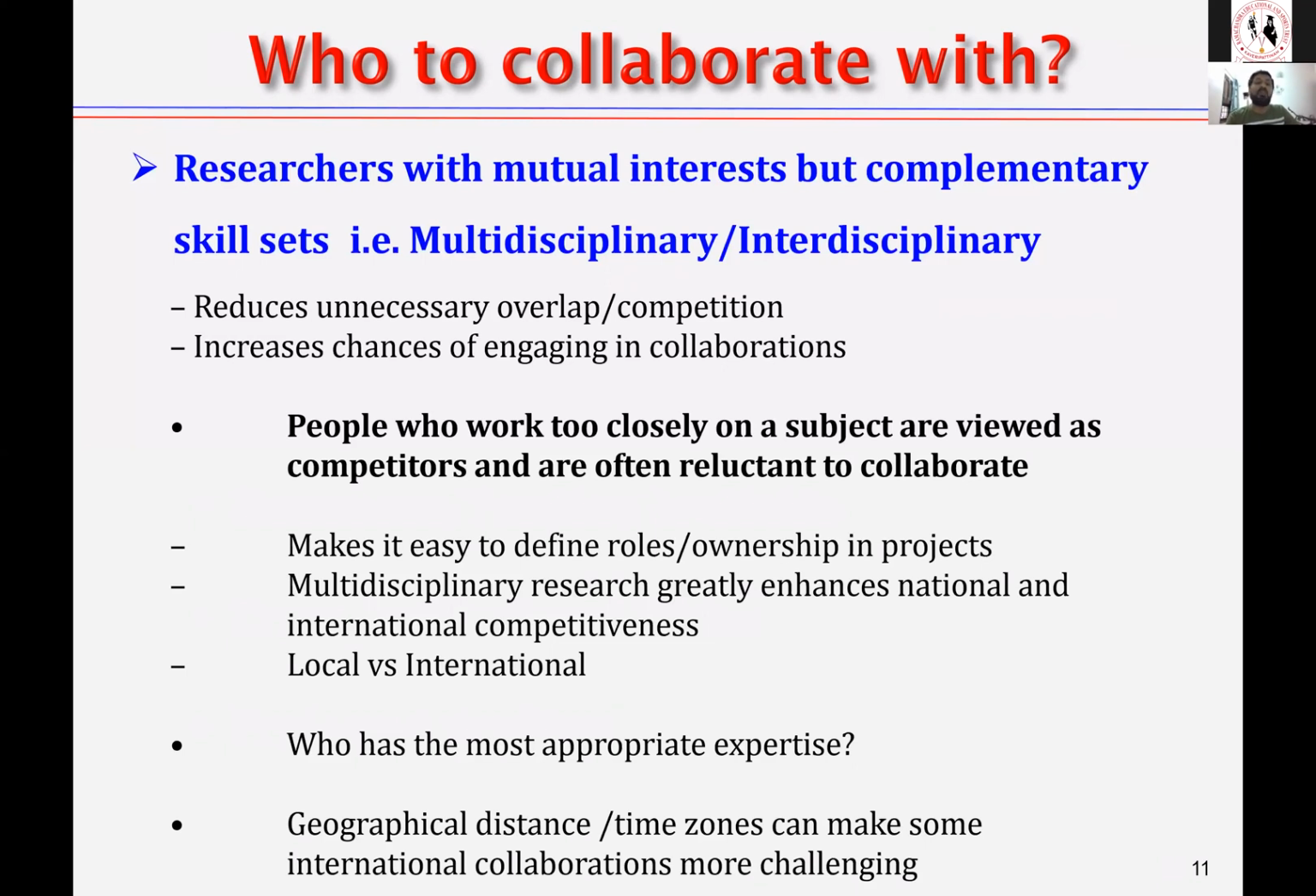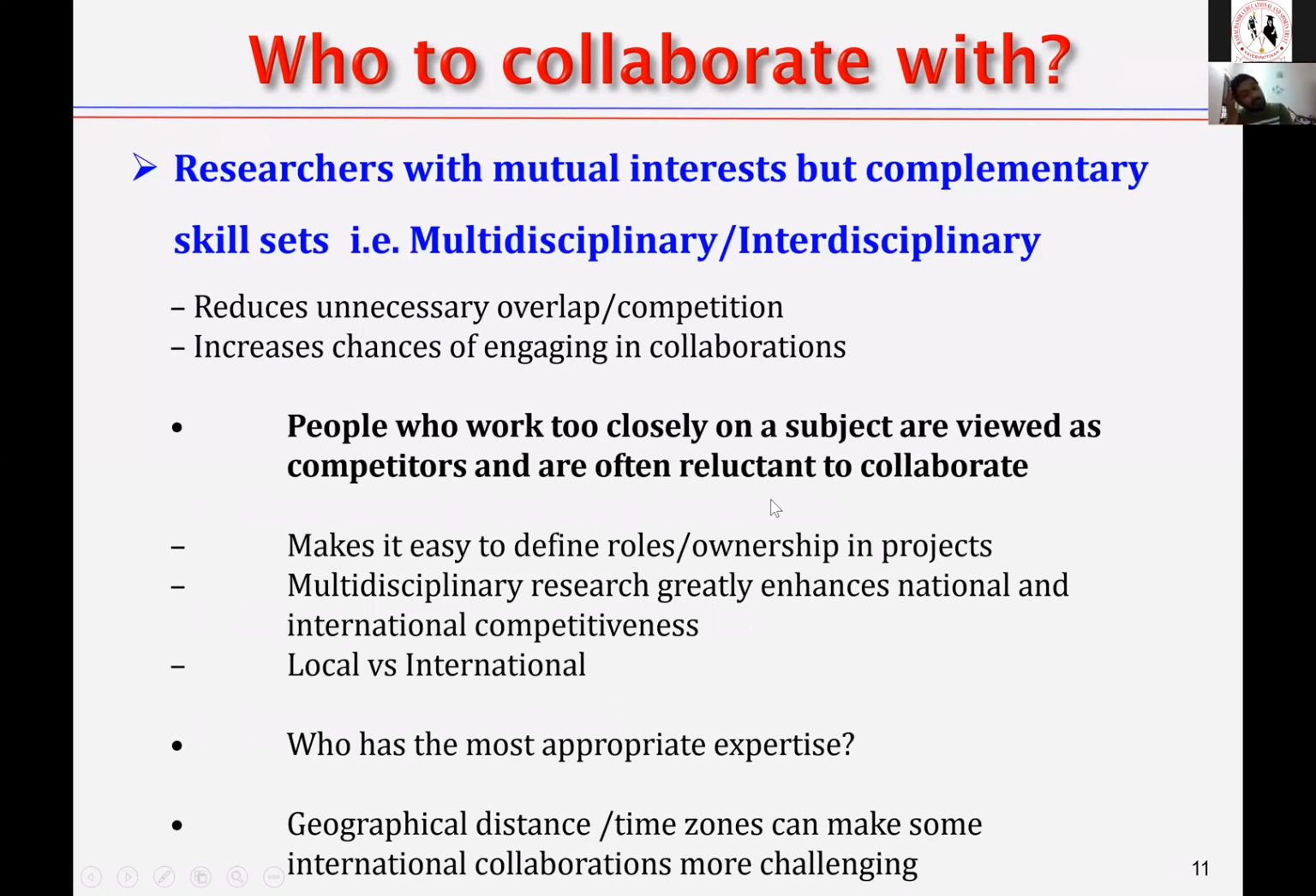Both would like to do the same thing, and for the new work nobody will come up, and it's challenging for both of them. So people with similar expertise need not collaborate. However, the topic of interest should be the same, and it should be complementary skill sets. Okay? This reduces unnecessary overlap and competition, and increases the chance of engaging in collaboration if you have multidisciplinary.